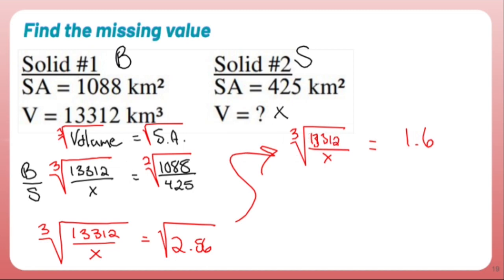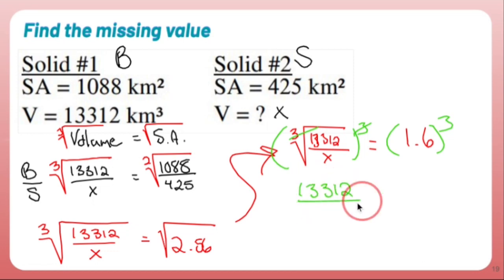Now this cube root's just in the way. How do I get rid of a cube root? Cube everything. Mark cubing. That cancels things out. Cancel, cancel. Now I have 13,312 over X is going to equal 1.6 cubed, which is 4.096.